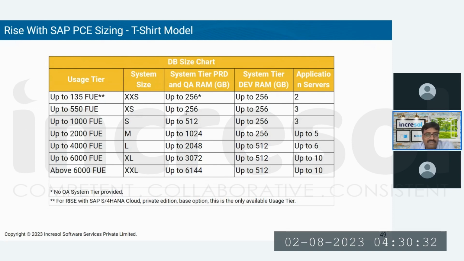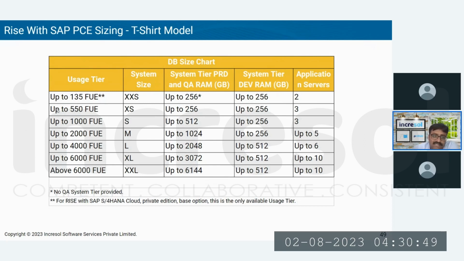So if anyone wants 3 application servers, like a 3-tier landscape, 3 meaning dev, quality, and production landscape, then XS is the best fit, extra small one. Most of our customers fall under this XS, and they are buying extra RAM if required, if the data footprint is high.